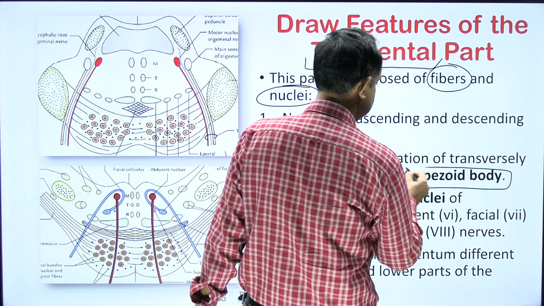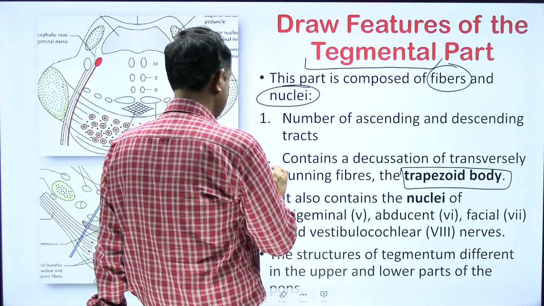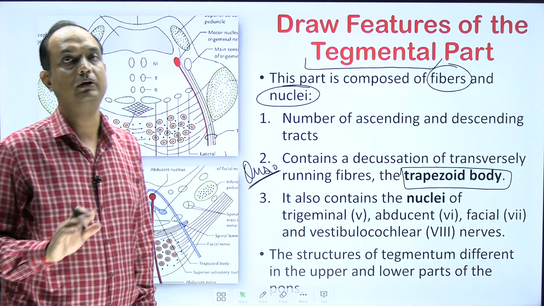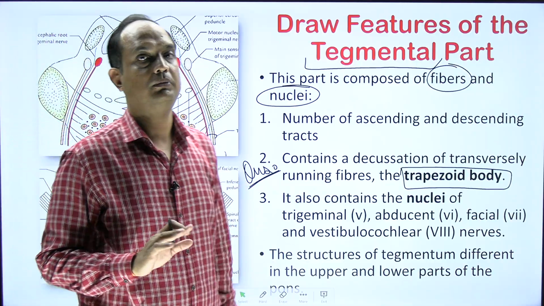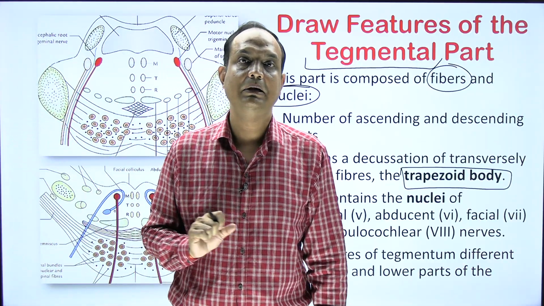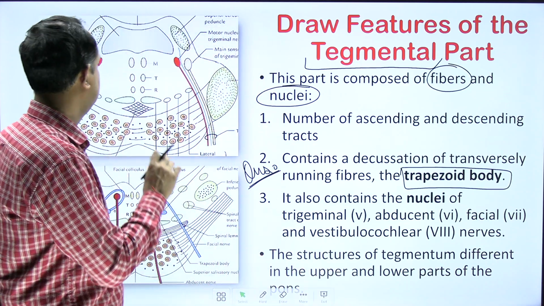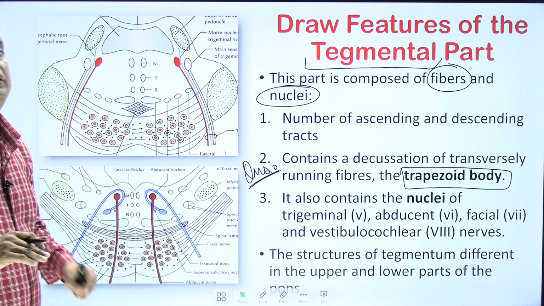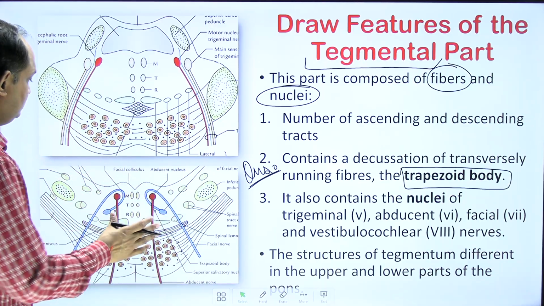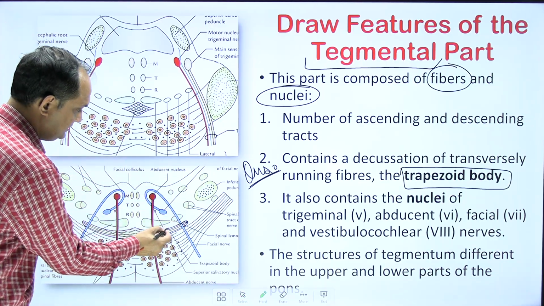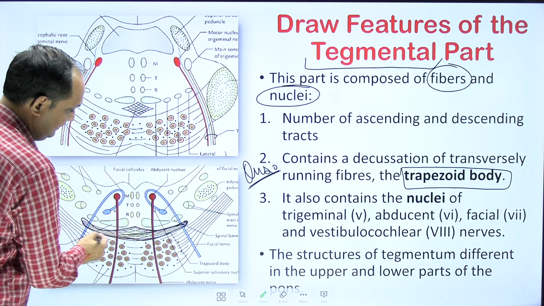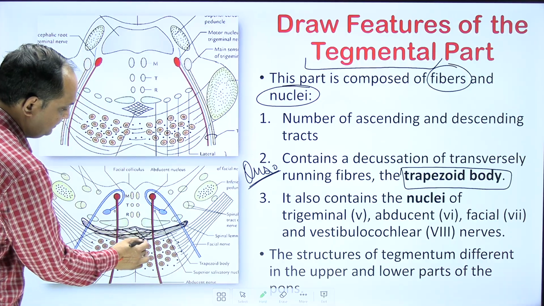Now my dear students, this trapezoid body is a characteristic feature of the section of the Pons. You will not find this trapezoid body in the sections of midbrain and medulla. In the sections of the Pons, if you look at the lower Pons, the trapezoid body is a more pronounced feature. So this is the lower part of the Pons, and you can see that you have drawn an area where you will have multiple fibers in a crisscross pattern.